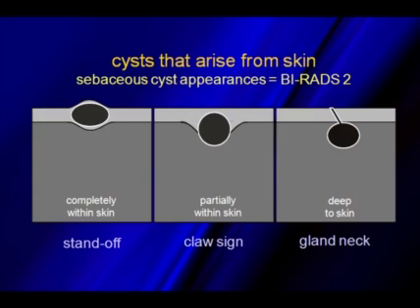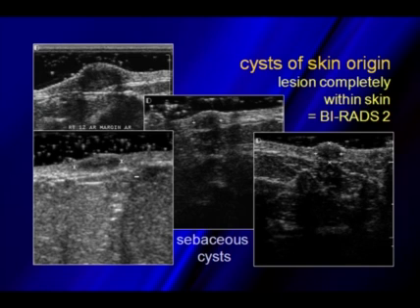Now, other cysts that we can evaluate that also fall into the BI-RADS 2 classification are sebaceous cysts. They can be completely within the skin. We will notice some that can be partially within the skin, and some of them will appear to be deep to the skin, but the key to diagnosing those is looking for the hair follicle that they arise from. So all of these are cysts that completely arise within the skin.